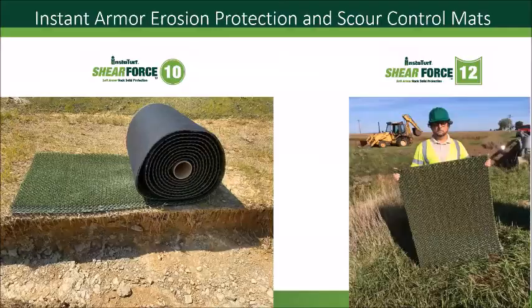So there are two products in the InstaTurf product line. One of them we refer to as an Instant Armor Erosion Protection Mat, and the other is a Scour Control Mat. So the InstaTurf Shear Force 10 is the erosion protection mat. It comes in roll form like a conventional TRM. And then the Shear Force 12 is the Scour Control Mat, which comes in panel form.